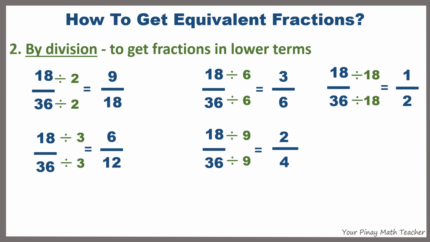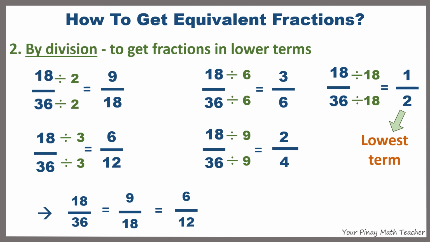Since 1/2 cannot be divided anymore, then 1/2 is the lowest term of the fraction 18/36. So 18/36 is equal to 9/18, 6/12, 3/6, 2/4, and 1/2. You might be asking, how will I know that I can divide both of them by 2, by 3, by 6, by 9, by 18? I think the best answer there is you need to be familiar with the times table.